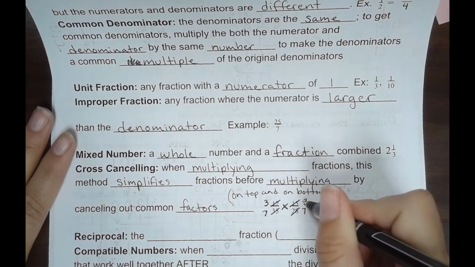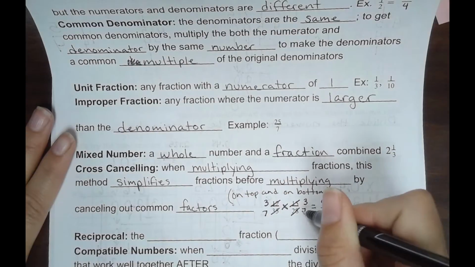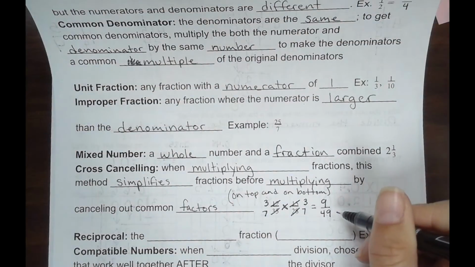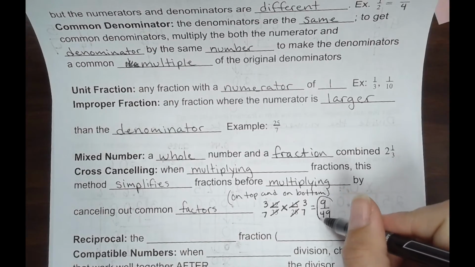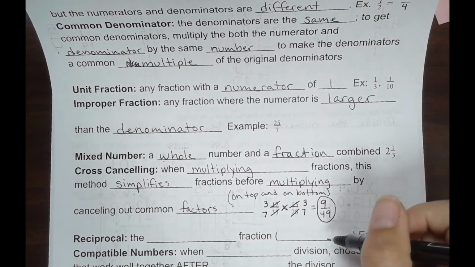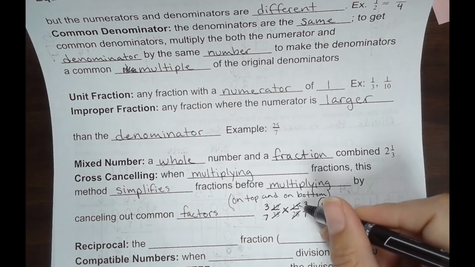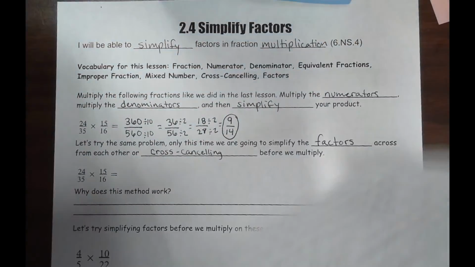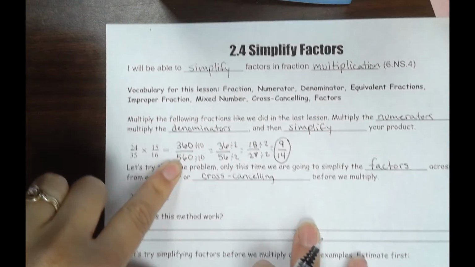And then I get 3 times 3, which is 9. And 7 times 7, which is 49. But now, because I cross-canceled at the beginning, I have no factors in common, so that means my answer is already simplified. Now the reason I like this better is because it makes it so I'm only working with smaller numbers instead of large numbers like we got when we multiplied over here. 360 and 560 are huge.